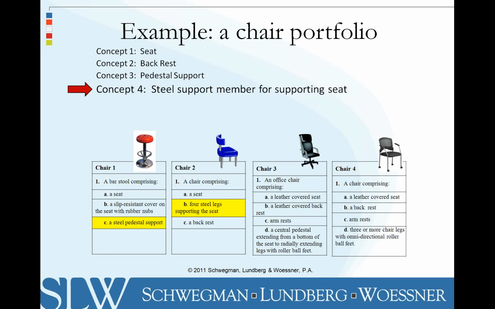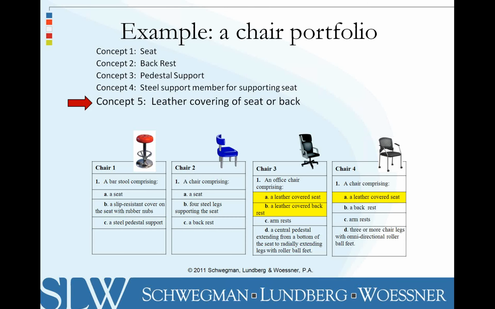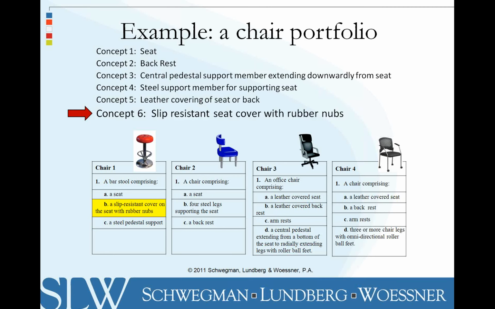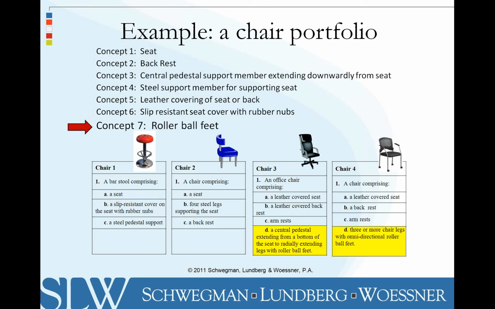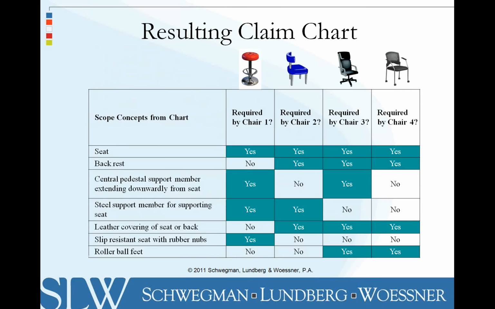We can pull out a concept of a steel support member for supporting the seats, also a leather covering of a seat or a back, and that then encompasses multiple elements from the Chair 3 claim, because separately it had a leather-covered seat and then separately a leather-covered backrest. And what we've done is abstracted that concept to OR them so it includes both of those elements. A slip-resistant seat cover with rubber nubs and rollerball feet. These are all concepts that we can pull out of those 4 chair claims.